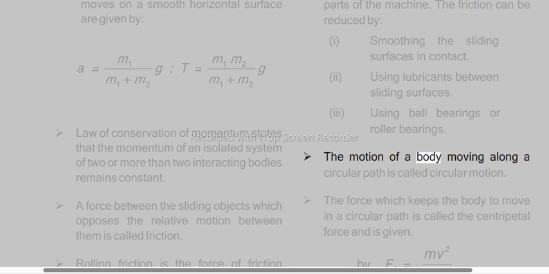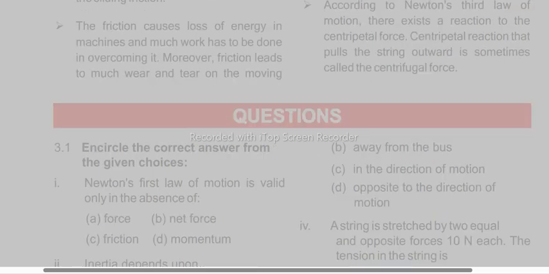The motion of a body moving along a circular path is called circular motion. The force which keeps the body moving in a circular path is called the centripetal force and is given by. According to Newton's third law of motion, there exists a reaction to the centripetal force. Centripetal reaction that pulls the string outward is sometimes called the centrifugal force.